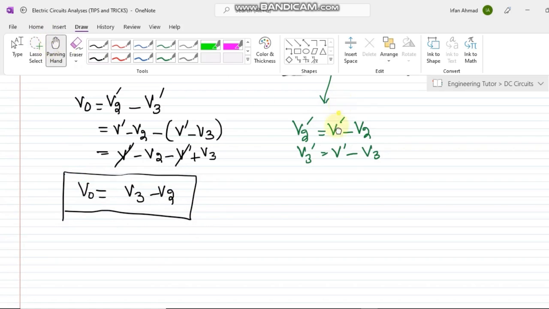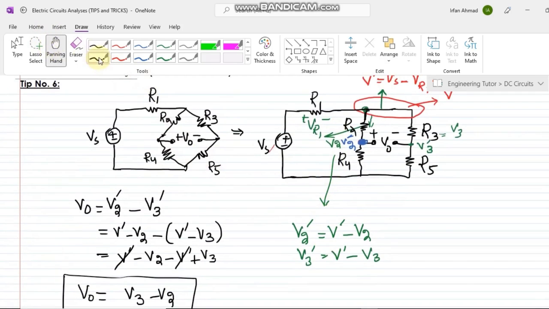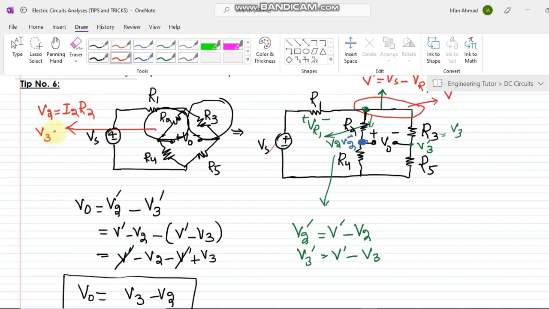So what is the takeaway from this video? The takeaway here is that if you know this voltage, which is basically V2, and that is I2 R2, and similarly if you know the V3 which is I3 R3, you can easily find out the value of V0. That would be V3 minus V2, and here it is.